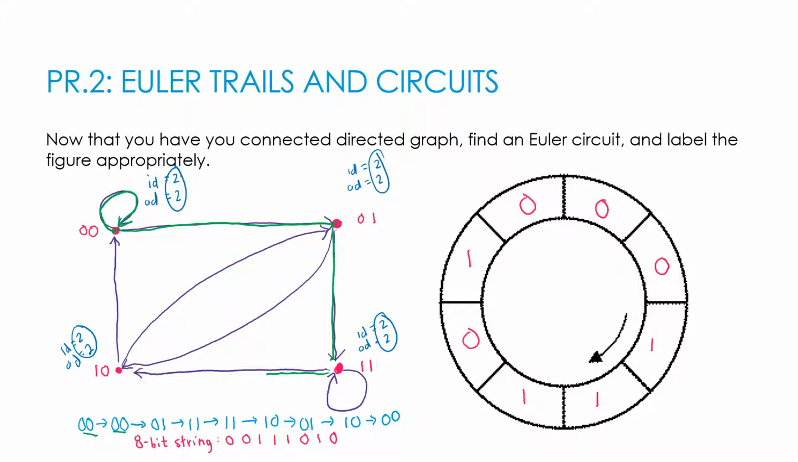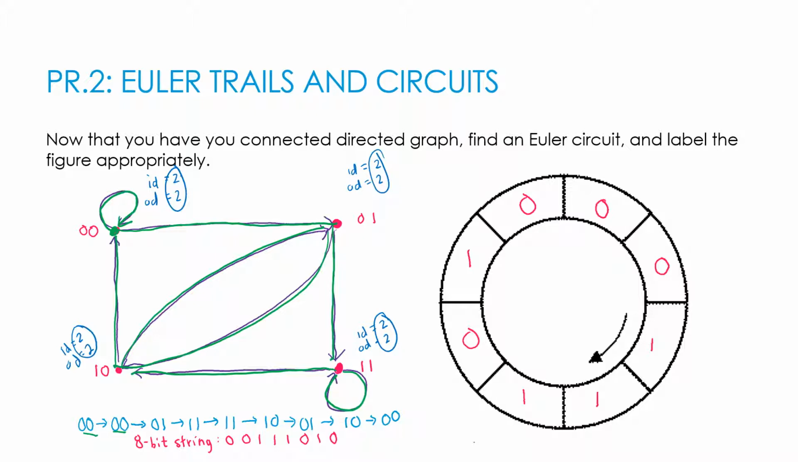I didn't want to miss my 1,1 to 1,1. Then I went from 1,1 to 1,0. Then I went from 1,0 to 0,1. Whoops, I went the wrong arrow. I went from 0,1 to 1,0. And then from 1,0 to 0,0. So as you can see, I've crossed every path once and only once. I started at 0,0. I ended at 0,0.